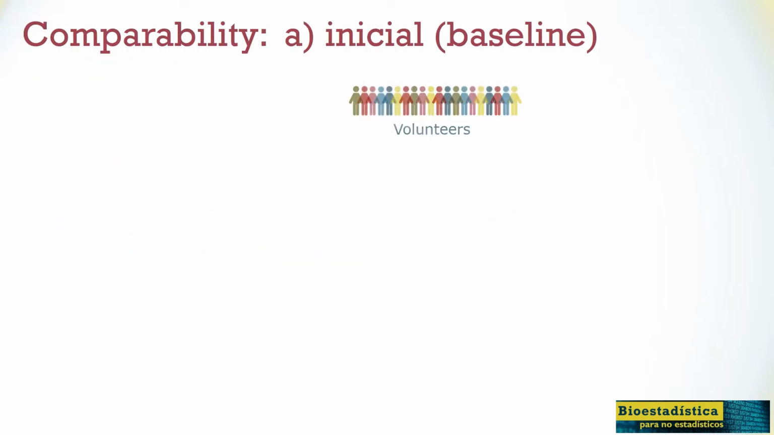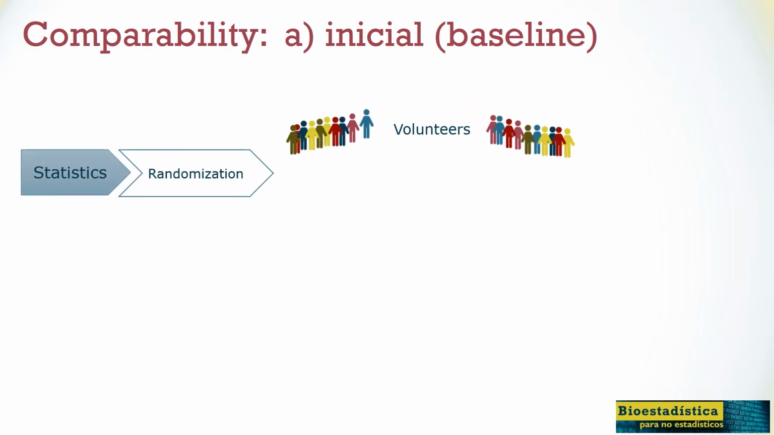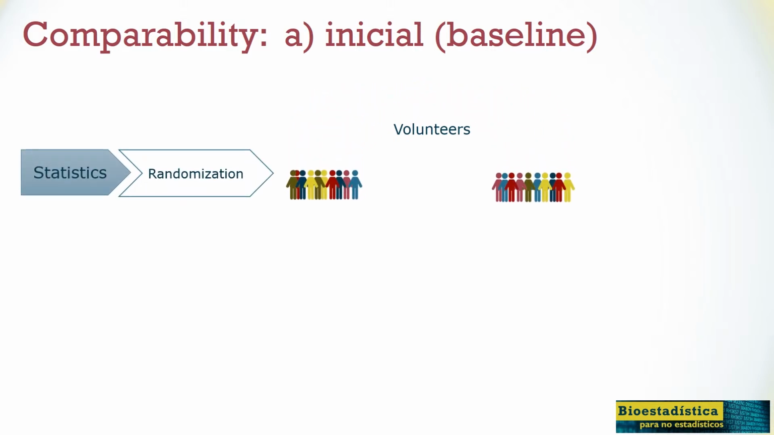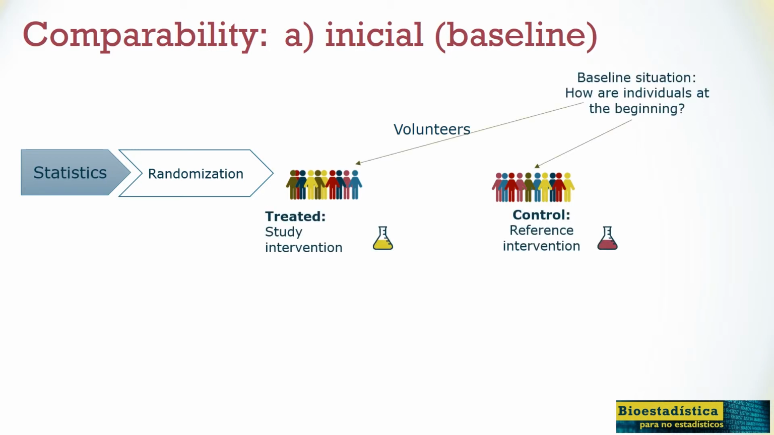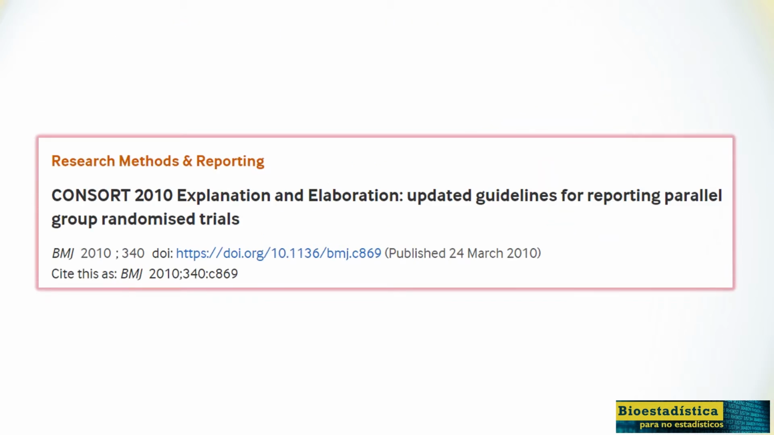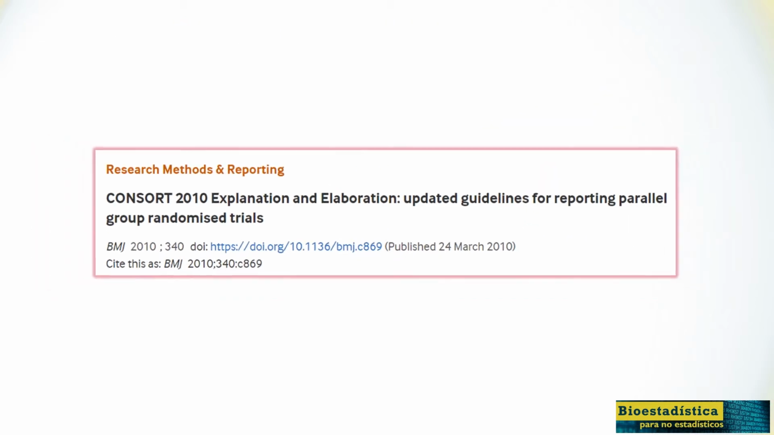At the beginning, we divide the patients into 2 groups and assign an intervention to each one. Describing the volunteers included in the study will allow us to assess if the results can be applied to a new group of patients. The CONSORT explanation and elaboration document provides this example.